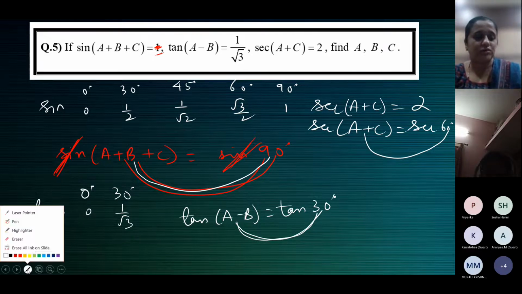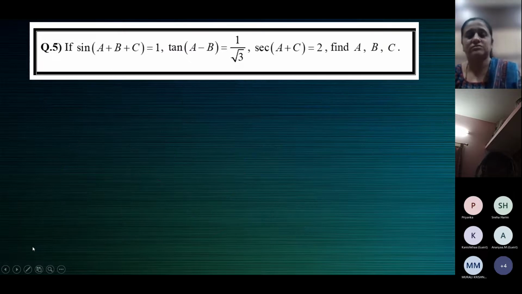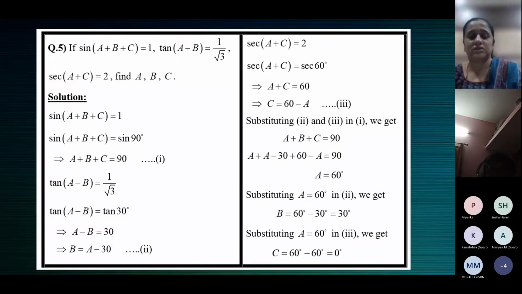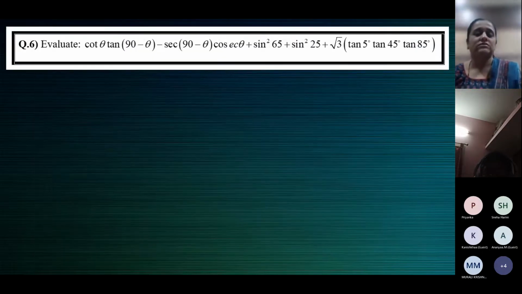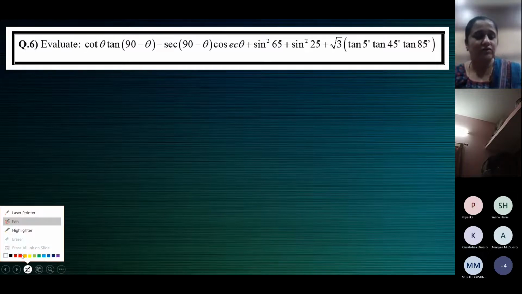So this is about this question. Then you should know how to solve it. Go through your working. So this was one question where we used trigonometric identities and we used the concept of trigonometric ratios of complementary angles. And we also used the values from the table. So this is a question where we use different parts of trigonometry.